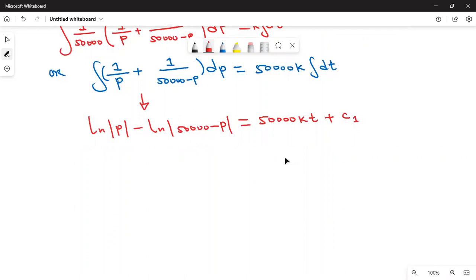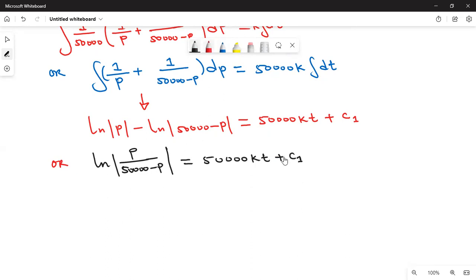So the task is to make P the subject. This can also be written as the natural log of P over 50,000 minus P. That is the second law of logarithms, is equal to 50,000 KT plus a constant C1.